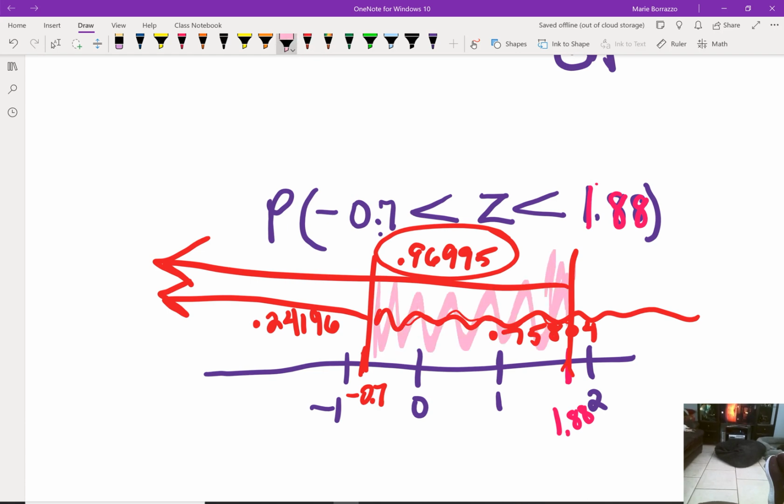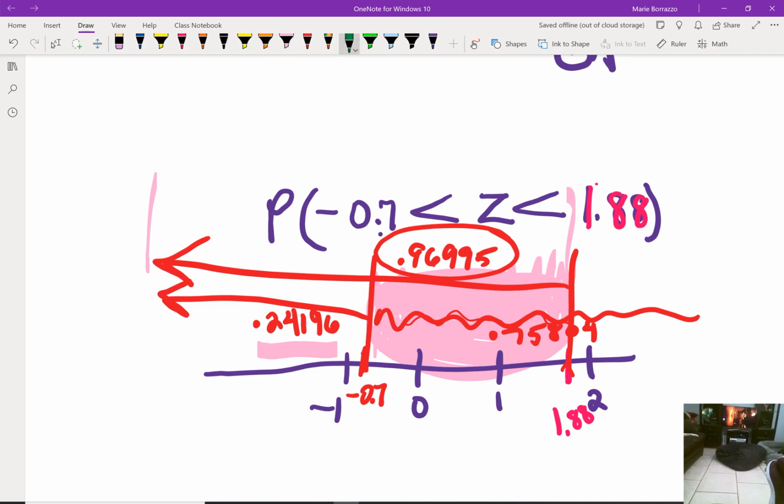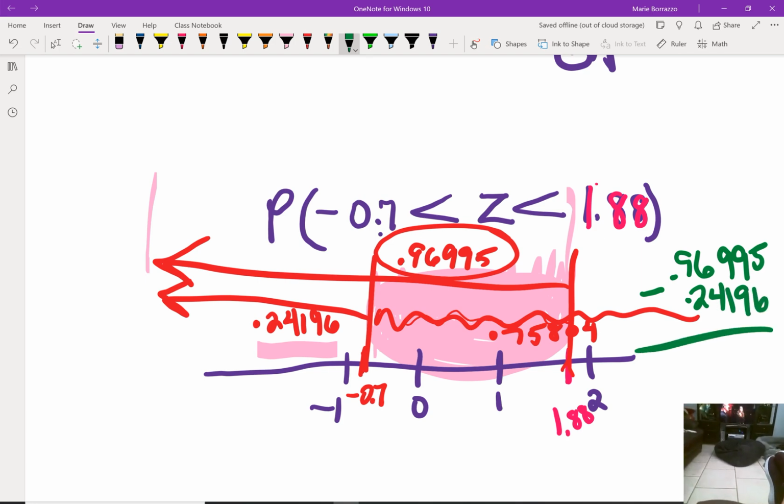everything in here. So if all of this is 0.96995, and I only want to focus on this area here, right? I want to subtract this number. So if I take 0.96995 and I take away 0.24196, I'll get the answer I'm looking for.